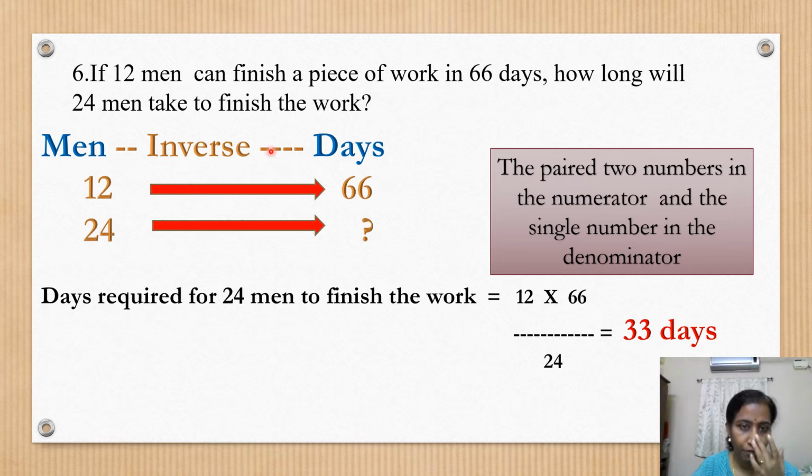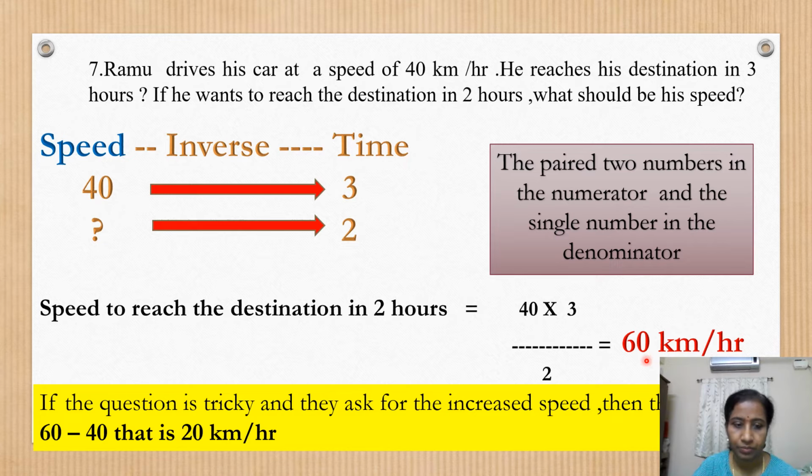If 12 men can finish a piece of work in 66 days, how long will 24 men take to finish the work? So here, men and days, it is inverse. I'm just filling the values, two straight lines, the two connected numbers in the numerator, one single number in the denominator, and you get the answer 33 days.